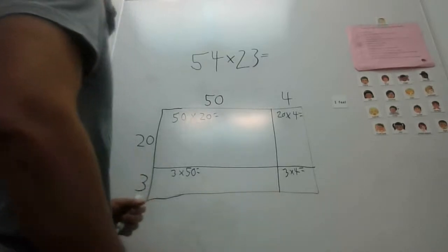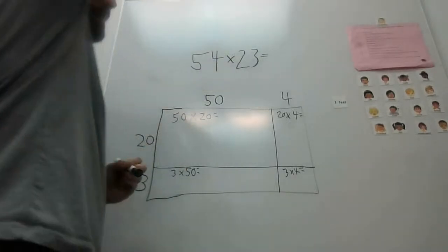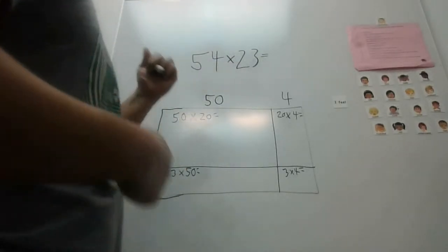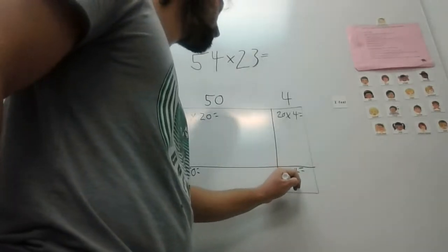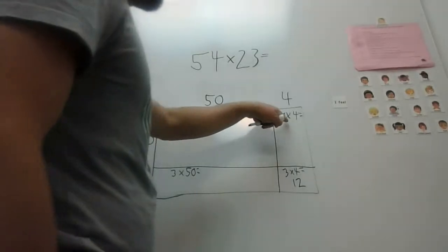So it doesn't really matter which one you start with. I like to start with the single digit and work my way up. So 3 times 4 equals 12. 20 times 4.